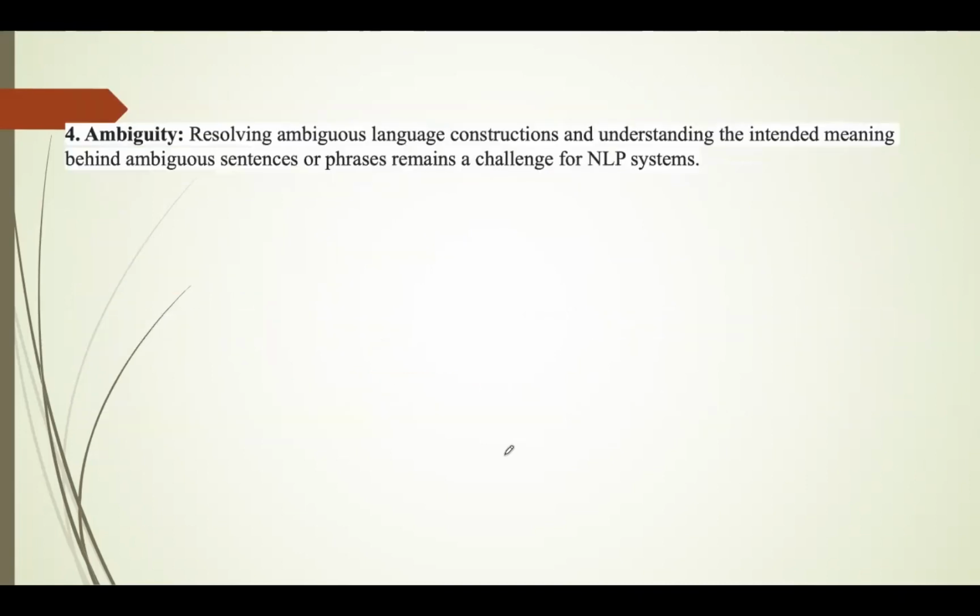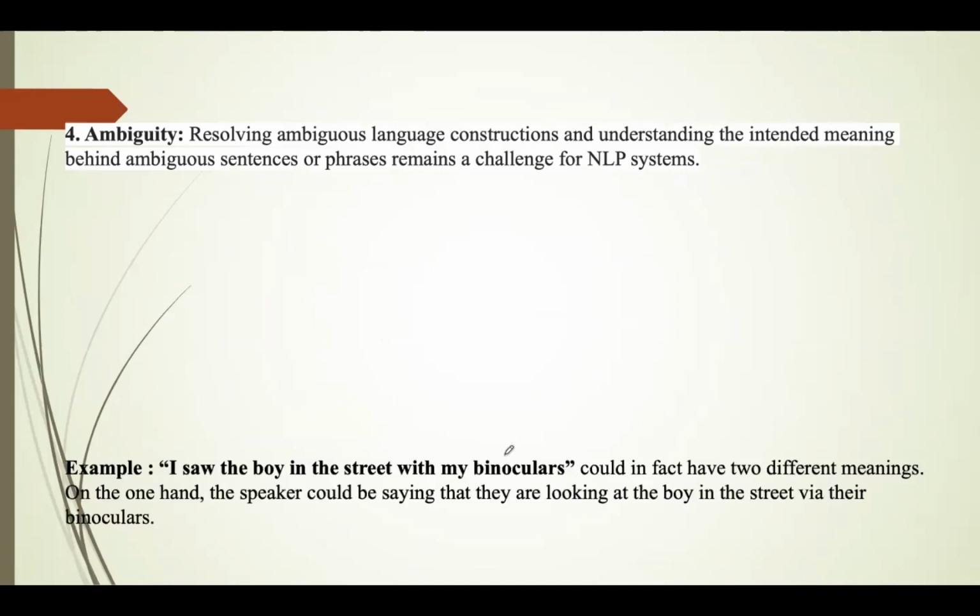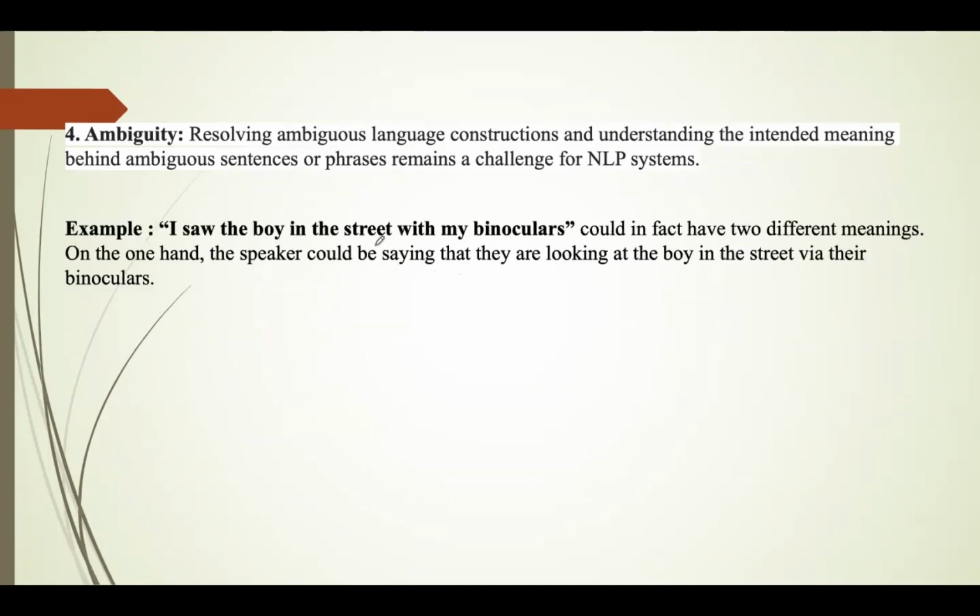And the fourth one is ambiguity. As language has developed as a result of thousands of years of human interaction, all spoken and written languages contain some modicum of ambiguity. Say a simple sentence such as, I saw the boy in the street with my binoculars. This sentence could have two different meanings.